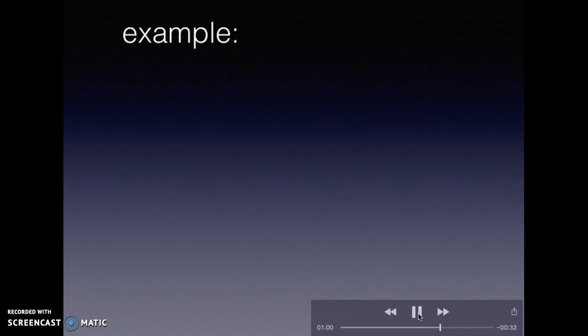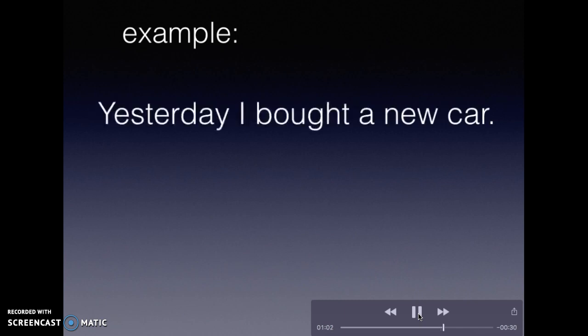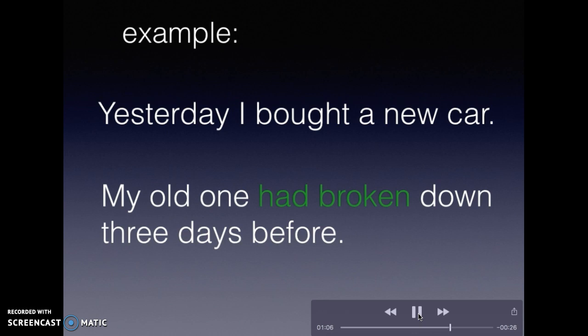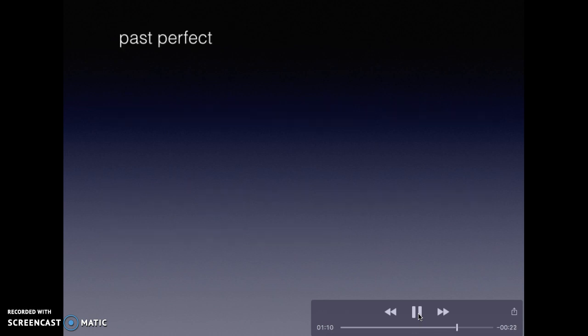Here is an example. "Yesterday I bought a new car" is obviously past tense. "My old one had broken down 3 days before," which is 3 days earlier in the past.